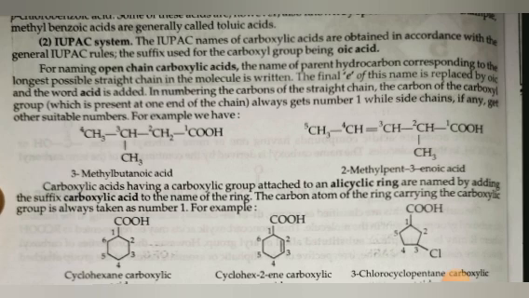In numbering the carbons of the straight chain, the carbon of the carboxyl group, which is present at one end of the chain, always gets number 1, while side chains, if any, get other substituent numbers. For example, we have CH3 CH CH3 CH2 C double bond OH, which is named as 3-methyl butanoic acid, and CH3 single bond CH double bond CH single bond CH CH3 single bond C double bond OH, which is named as 2-methyl pent-3-enoic acid.